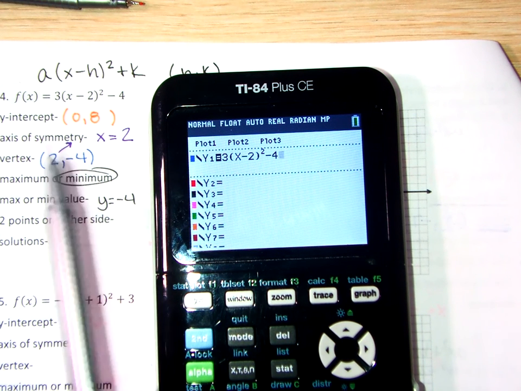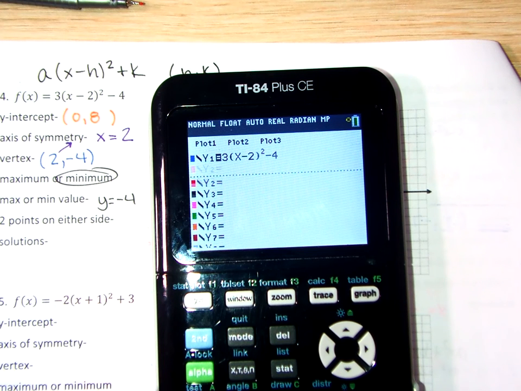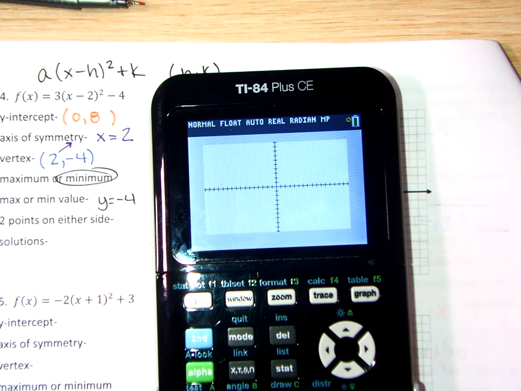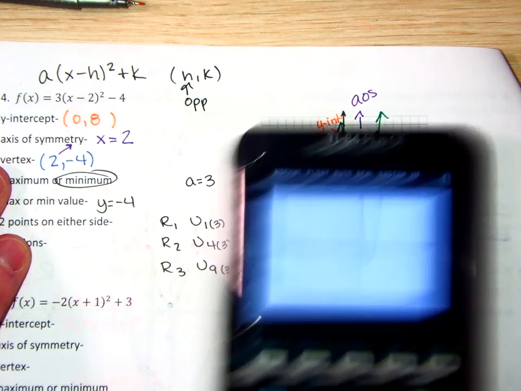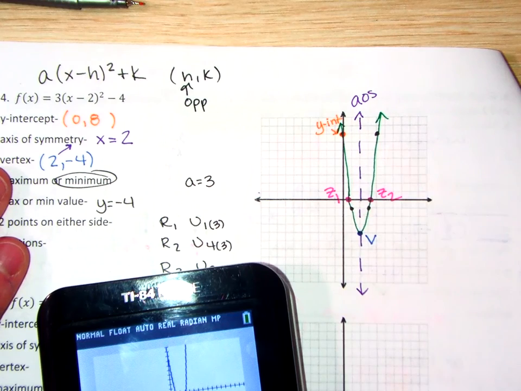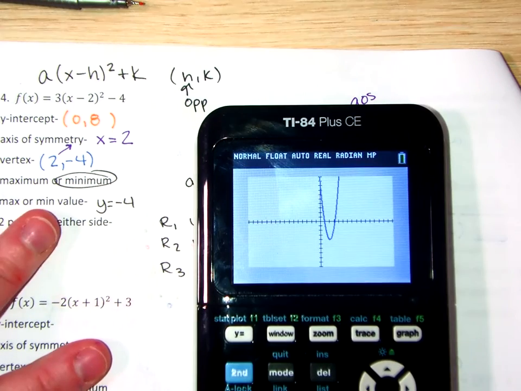This and this need to match. Hit enter. Hit graph. Roughly, there we are. And if you look here, roughly about the same with my zeros, except for this one. This one's a little bit wonky, but that's all right. So now we're going to go calculate out our zeros.